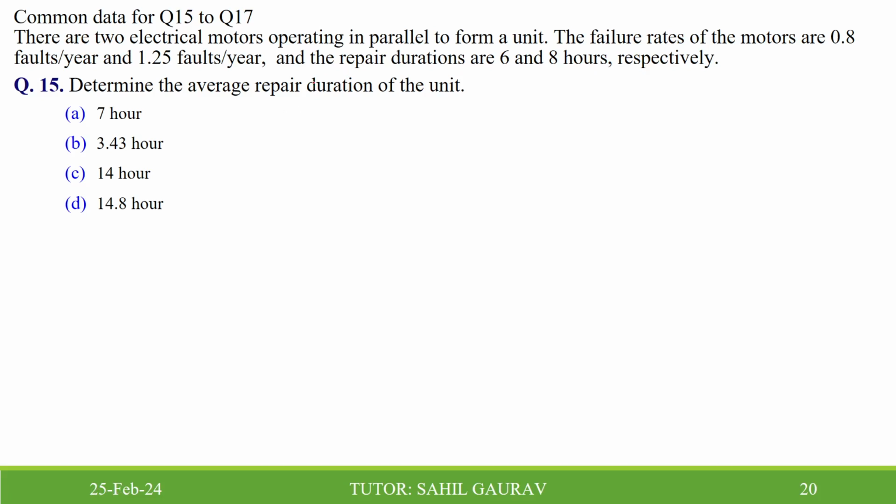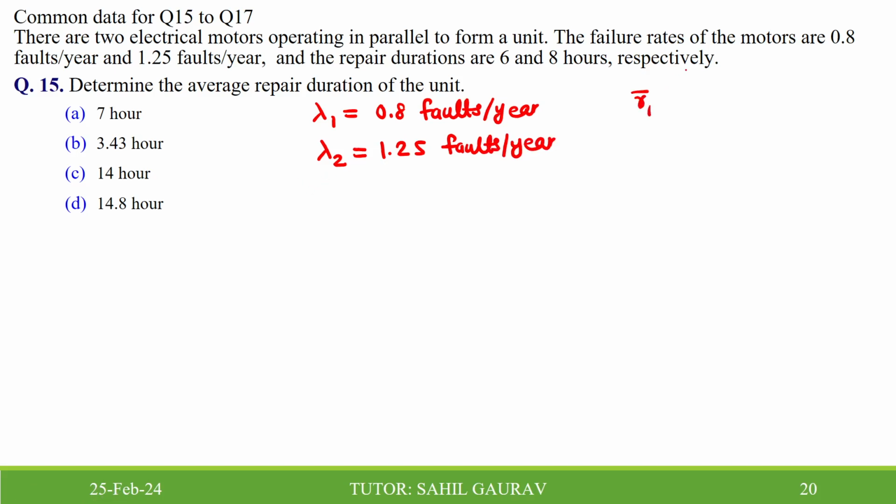So what are the things we are given? We are given lambda 1, 0.8 faults per year, that is the failure rate of the first motor, and lambda 2, given as 1.25 faults per year. Then R1 bar is the mean time to repair, that is 6 hours, and for the second motor R2 bar is given as 8 hours.